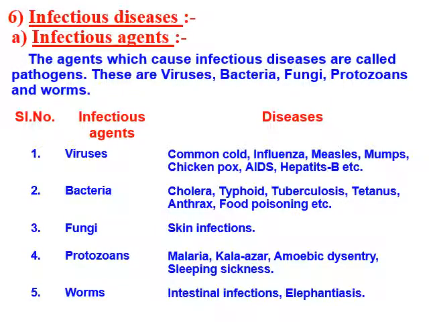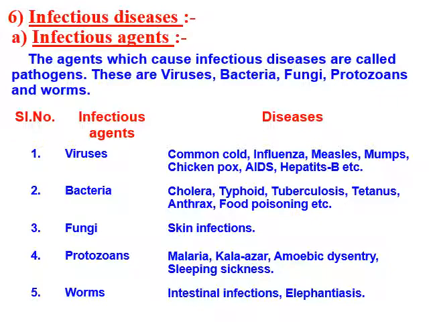Infectious agents. The agents which cause infectious disease are called pathogens. Patho means disease and gens means generating or producing. So agents which produce or generate the disease are known as pathogens. These can be viruses, bacteria, fungus, protozoans and worms.